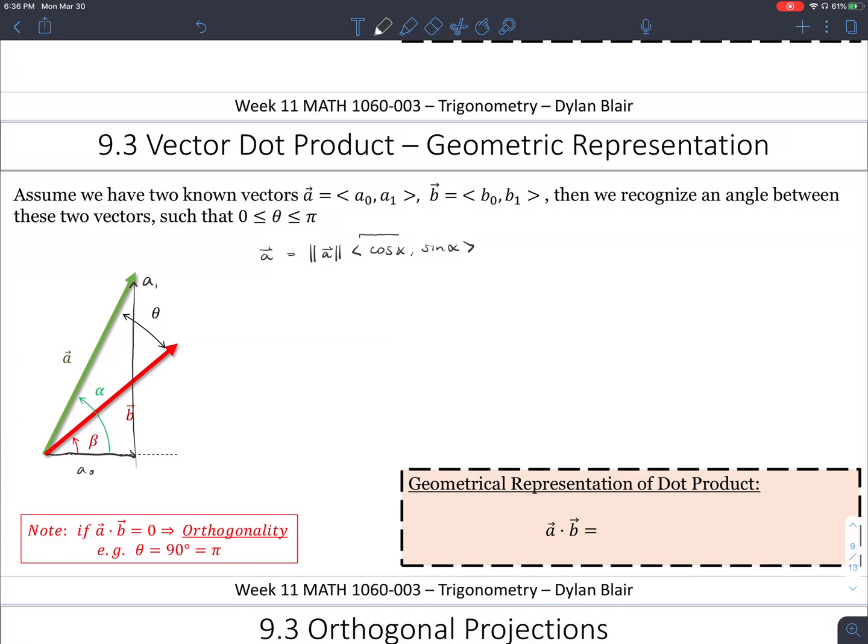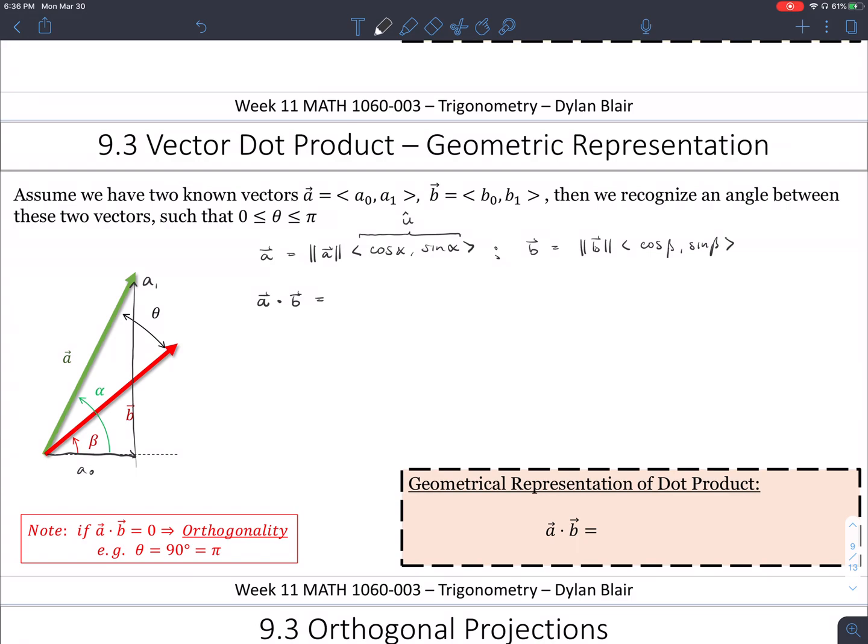And recall this would be a unit vector. Okay, we had already talked about that as well. Similarly, we could say vector B is going to be the magnitude of vector B scaling the unit vector cosine of beta, sine of beta. Okay. Now what we want to do is find a result for A dot B that relates everything geometrically.